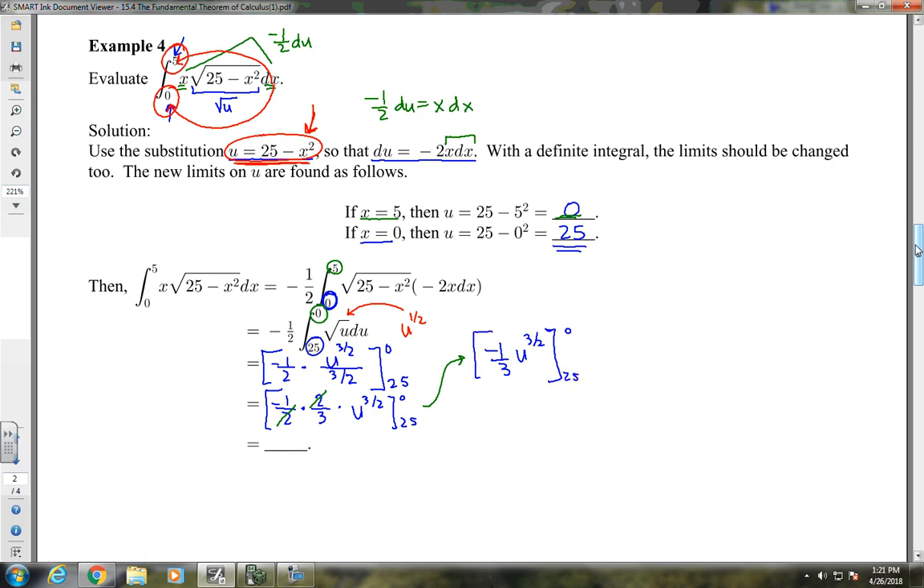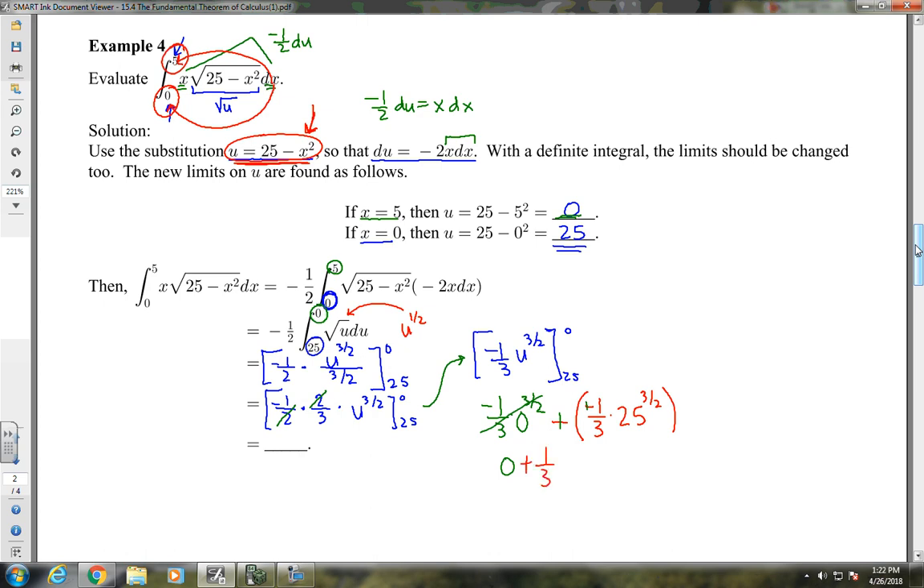Okay, so next we're going to apply our fundamental theorem of calculus and plug in our upper limit, 0. So we have negative 1/3 times 0 to the 3/2. And we're going to subtract our antiderivative evaluated at the lower limit. I'm going to be careful and put a set of parentheses right here. So plugging in our lower limit, we have negative 1/3 times 25 to the 3/2. So our first term goes away. That's a 0. Notice here we have a double negative. We could make that a positive.